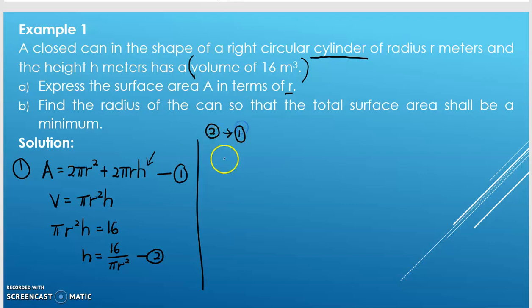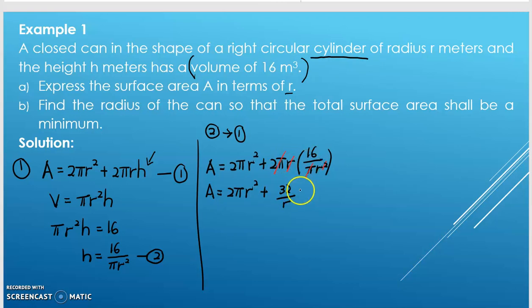into the first equation. So now our area will become 2 pi r squared plus 2 pi r h, where our h is 16 over pi r squared. Here we can simplify. Pi cancels out with pi, and r cancels out with r. So our area will be equal to 2 pi r squared plus 2 times 16, which is 32 over r. So 32 over r. This is the answer for A, the area in terms of r.